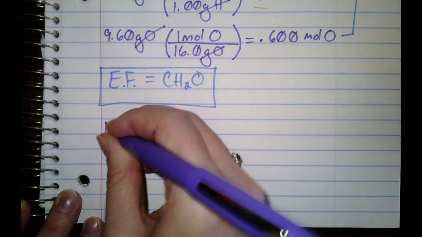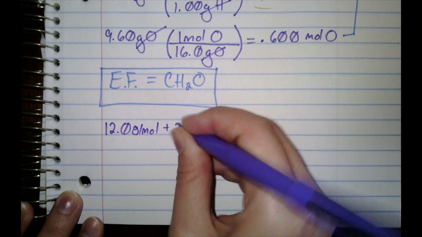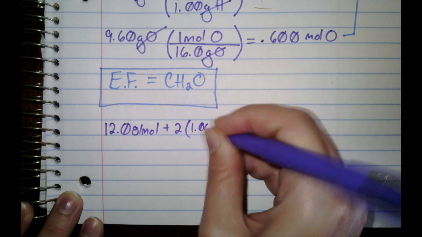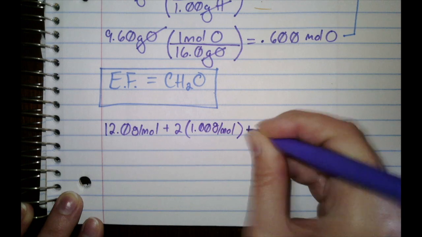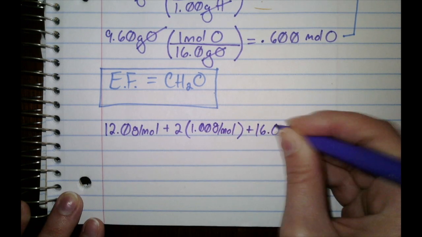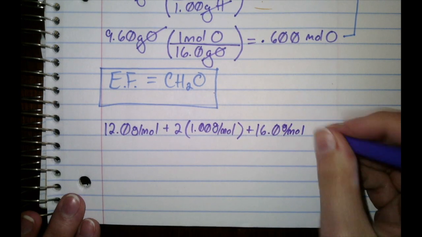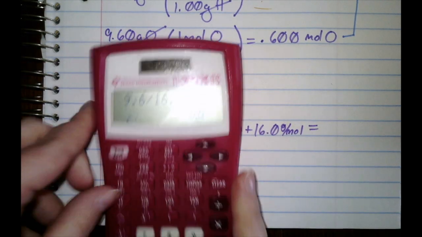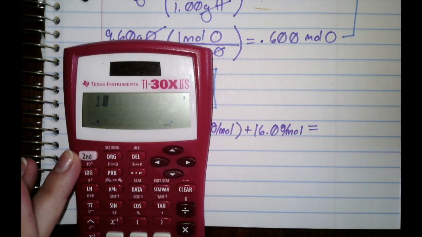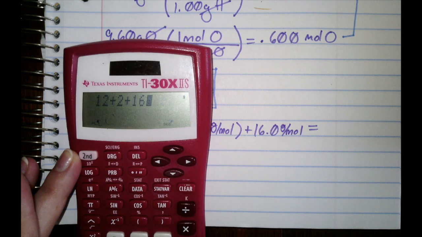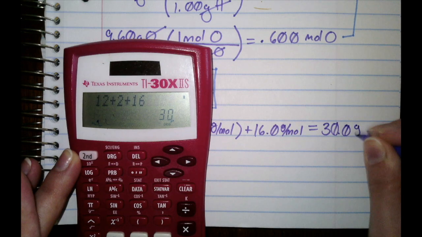Carbon has a molar mass of about 12.0 grams in 1 mole, plus 2 times the molar mass of hydrogen, which is about 1 gram in 1 mole, plus oxygen, which is about 16.0 grams in 1 mole. And then we're just going to add these up to get the molar mass of our empirical formula. So we're going to have 12 plus 2 plus 16, which gives us a molar mass of 30.0 grams in 1 mole.